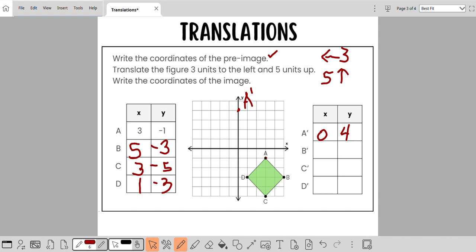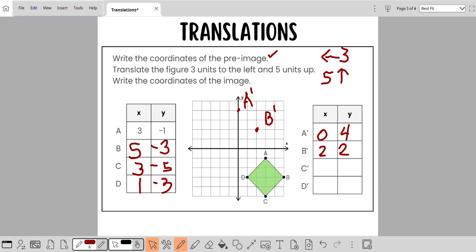Now let's go ahead and do the same with B. I'm going to go left 3, 1, 2, 3, up 5, 1, 2, 3, 4, 5, right there. That's going to be B prime, and that point is (2, 2).